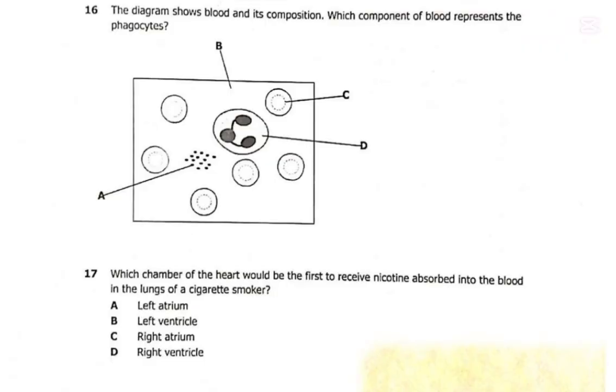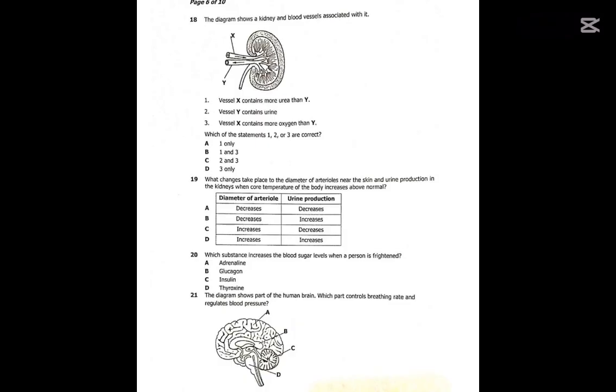16. Answer D. Explanation. Phagocytes are identified by their large size and characteristic multilobed nucleus, as shown in label D. 17. Answer A. Explanation. Nicotine is absorbed into the blood in the lungs and travels via the pulmonary veins directly into the left atrium. 18. Answer B. Explanation. Vessel X is the renal artery, which carries oxygenated blood, 3, containing urea, 1, into the kidney.